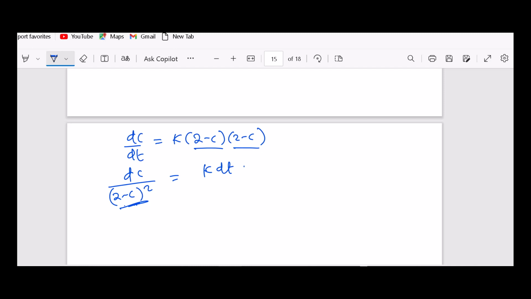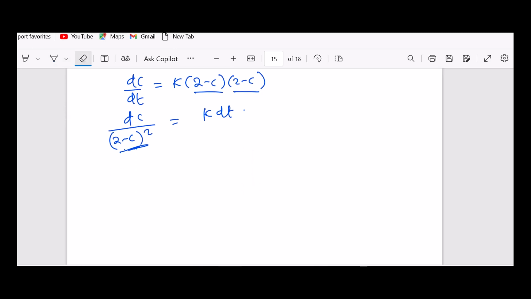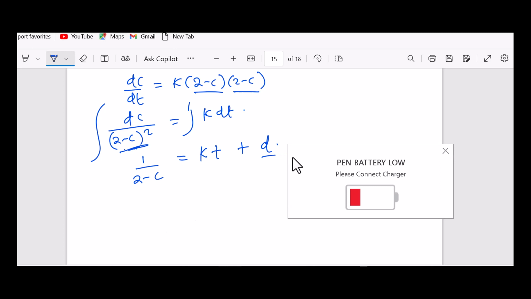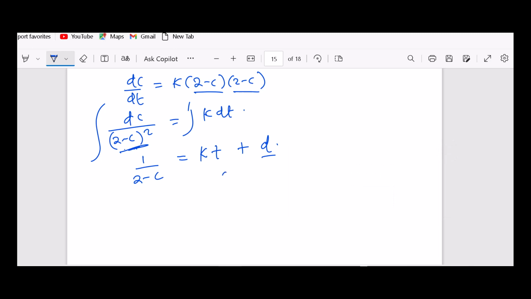Right now we can integrate this, but how do we integrate this? Integrating this one will just be k t, plus a constant of integration this time round. So, let's see.